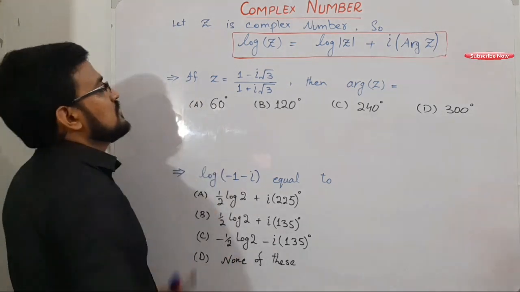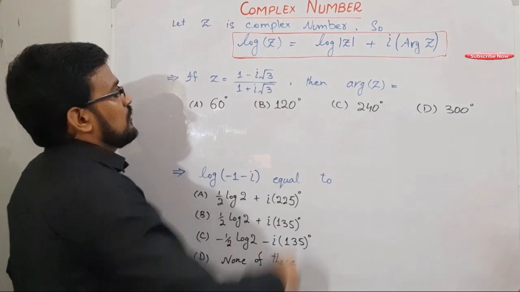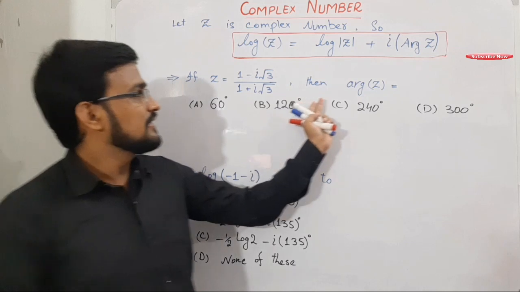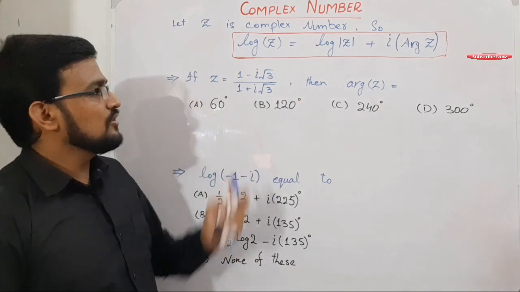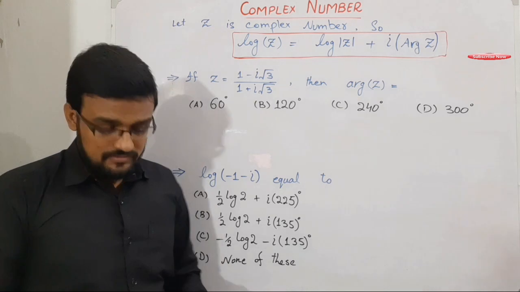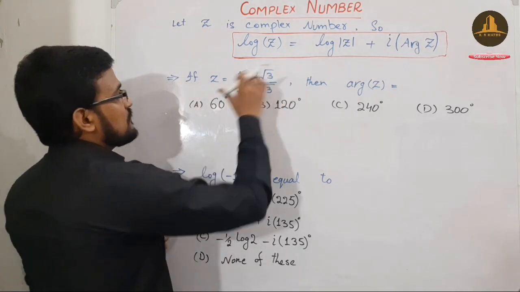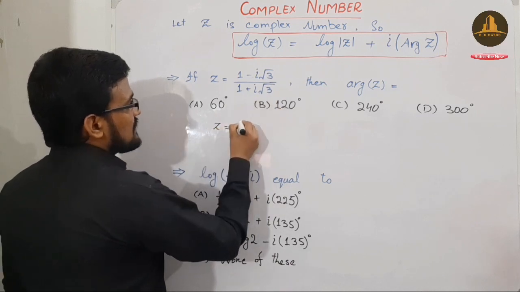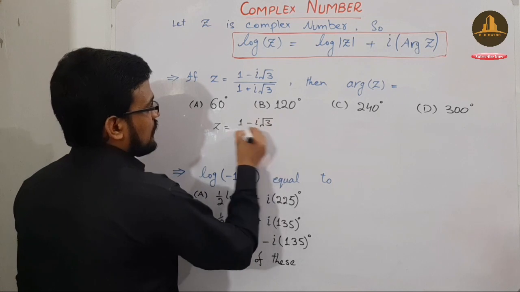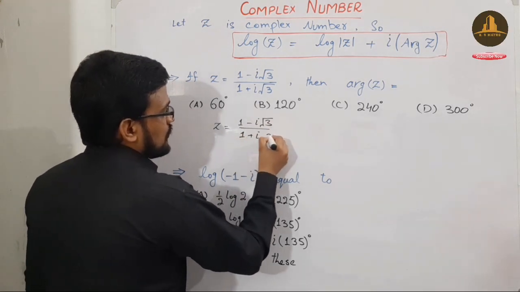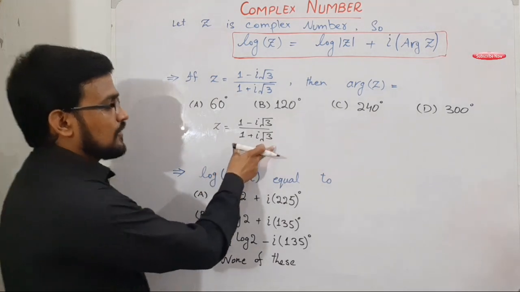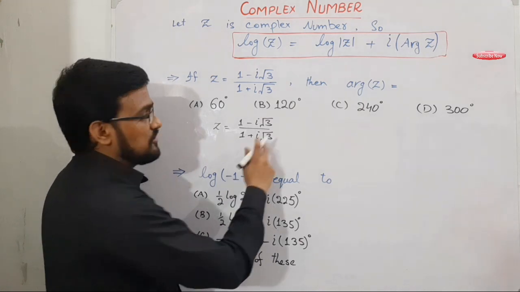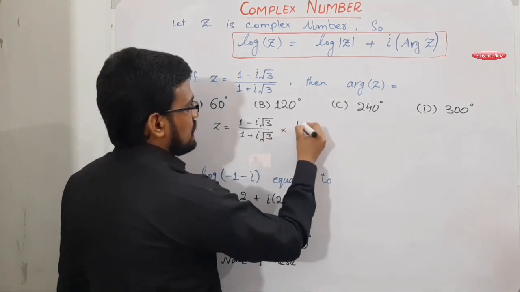First, z is equal to 1 minus square root 3 iota divided by 1 plus square root 3 iota. Then find the argument of z, and this MCQ is related to my previous lecture. First, simplify this complex number, and all of you know how to simplify this complex number. Remove iota from the denominator, we multiply by the conjugate.